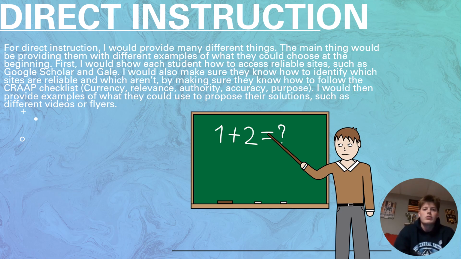I think first I would show each student how to access reliable sites such as Google Scholar and Gale. And then I would also make sure that they know how to identify which sites are reliable and which sites aren't. They'll do this by using the CRAAP checklist, which is currency, relevance, authority, accuracy, and purpose. And then I would provide examples of what they could use to propose their solutions, such as different videos or flyers and stuff like that.